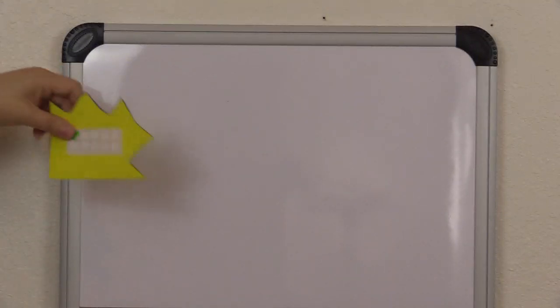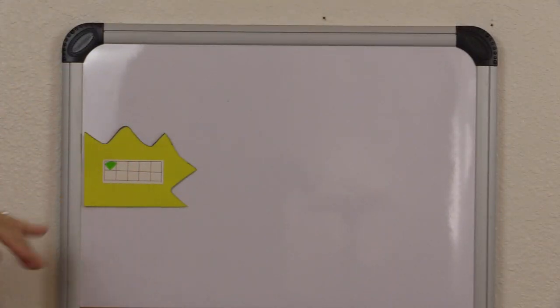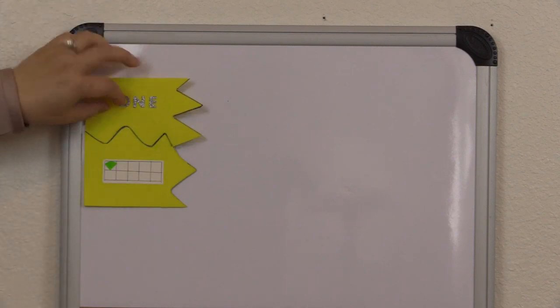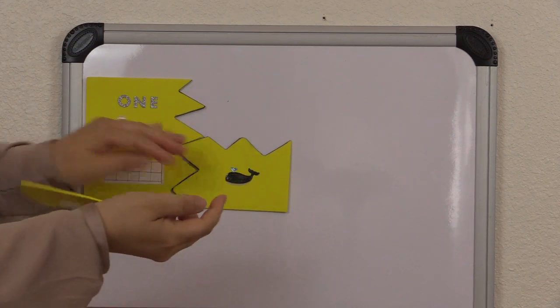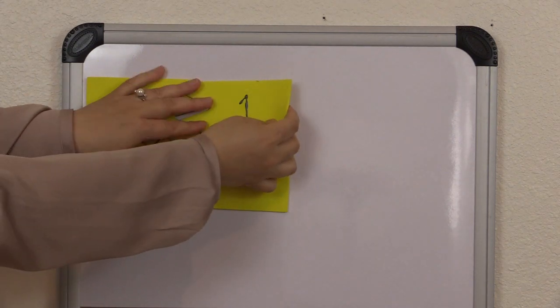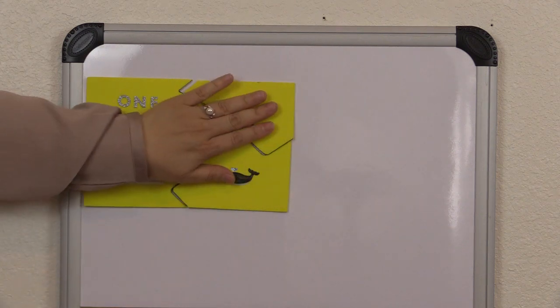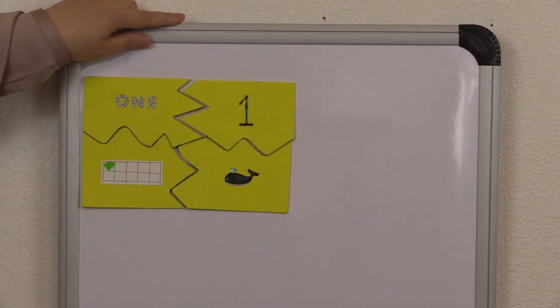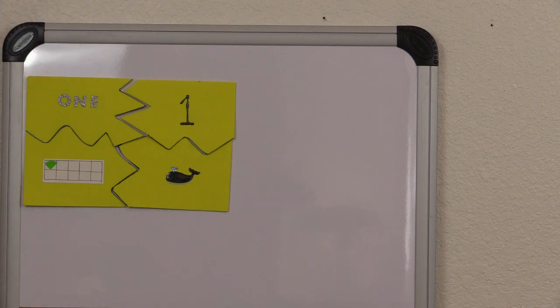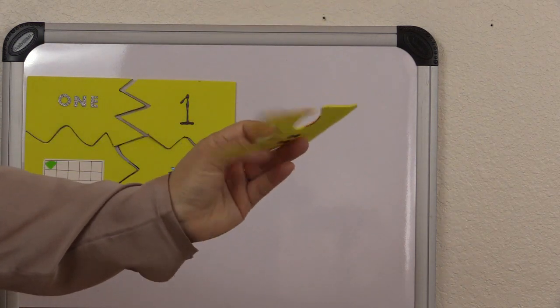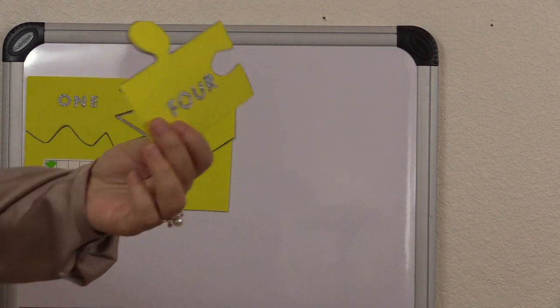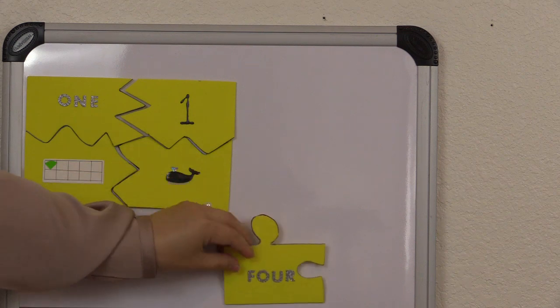I need to have a 10 frame. So I'm going to make my puzzle first from here. It looks like this, and looks like that, and this is 1. I think I have completed my one set, and I want to do my second set here. So these are all 4, right? 4, and this is 4, and this is 4. So I'm going to have 4.